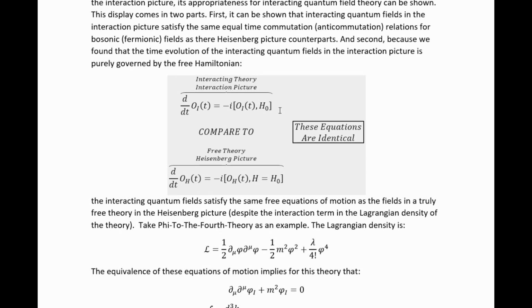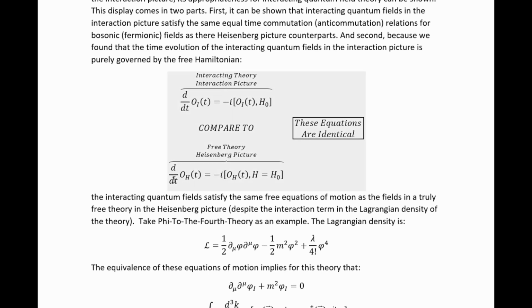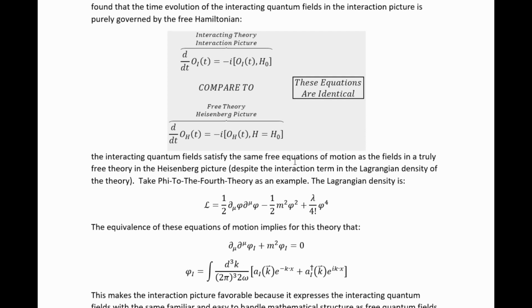We can see that here. If we have the interaction picture, even in the presence of an interaction term, this is still going to be the free Hamiltonian. And if we take the case of the Heisenberg picture, where we're in a free theory, then all you have is the free Hamiltonian. The entire Hamiltonian is just the free Hamiltonian, so these equations end up being identical.